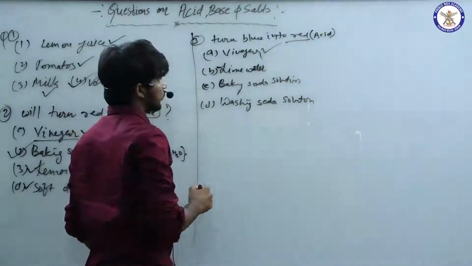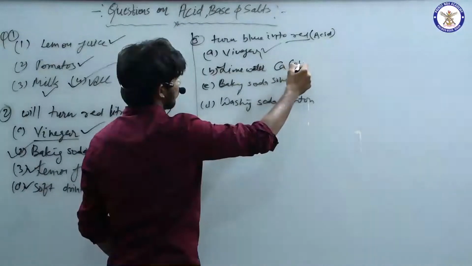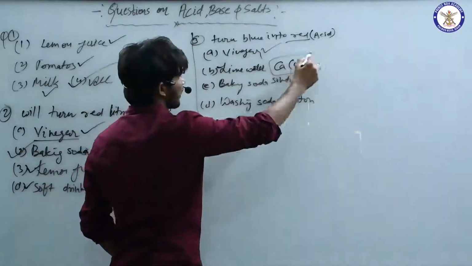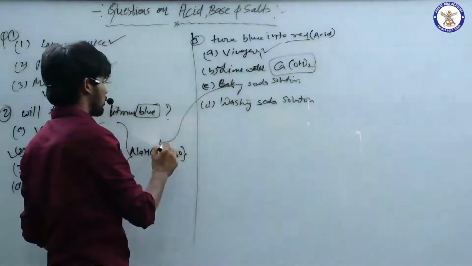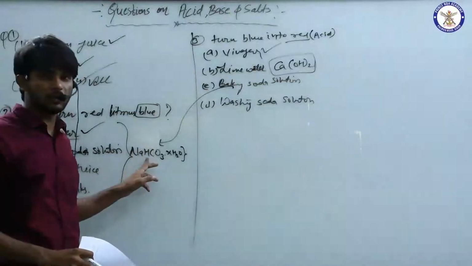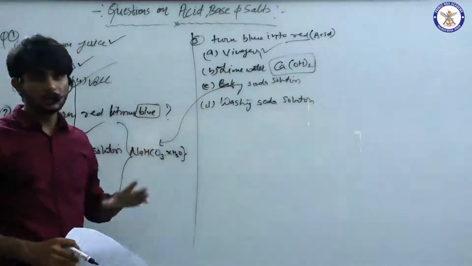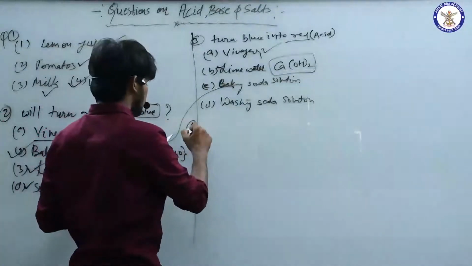I know vinegar is acid. Yes, the right answer would be lime water होता है Ca(OH)2, calcium hydroxide, and this is baking soda. This I already wrote over here. And if I remove one hydrogen and put a sodium, Na2CO3, this is what? Salt.